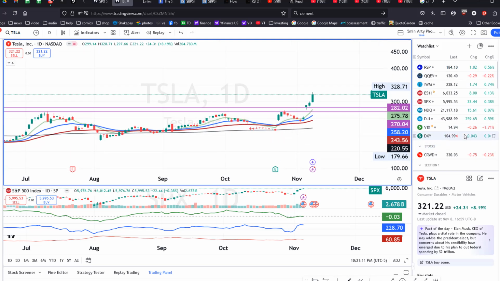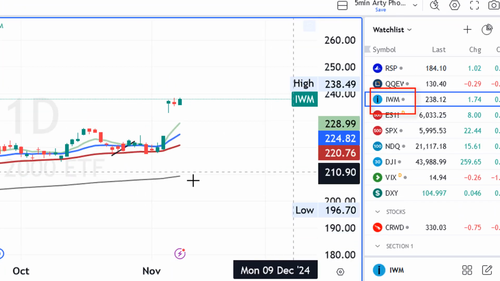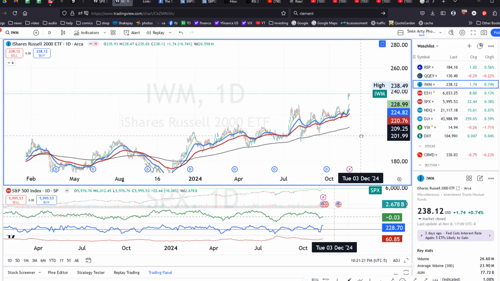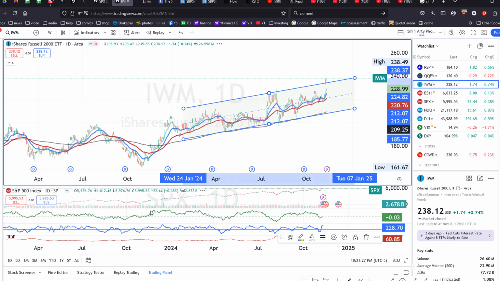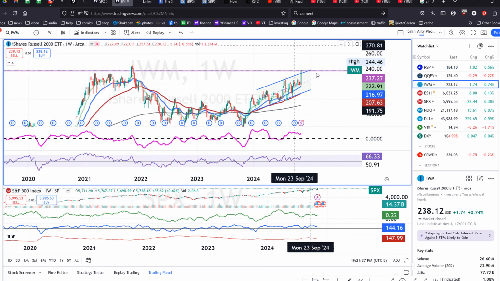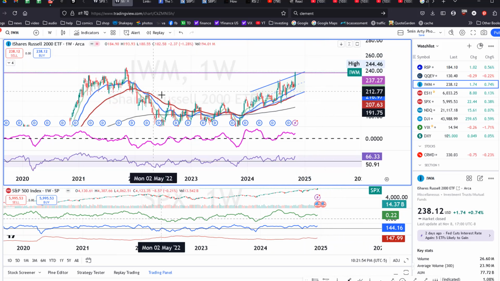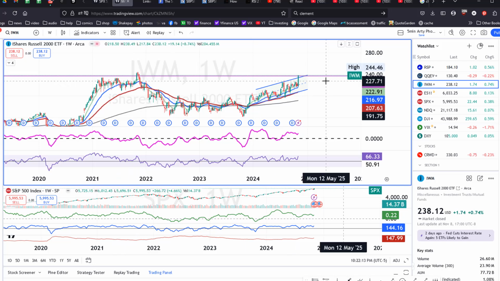So you can buy the S&P 500, which is the ETF SPY. You can also buy IWM, which is the Russell 2000. This will likely catch up to the S&P 500 and continue its movement upwards as well in this channel. Here is the weekly chart, and it's near its all-time high. In a few months, there's a good chance it's going to continue going higher, moving above its previous high back in '21. US bonds are also a good place to put your money in.